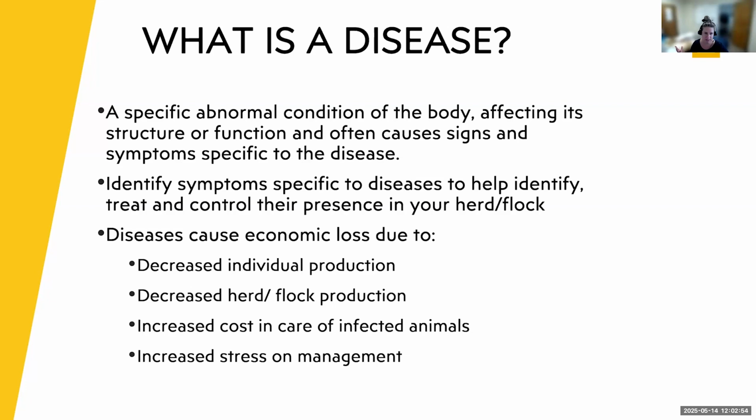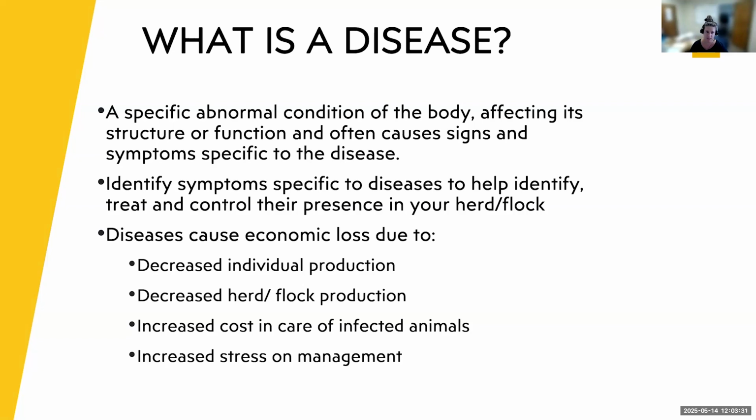So when we think about diseases, right, there's a very specific condition that is affecting our animals. They affect their structure or function and obviously cause signs and symptoms very specific to that disease. So I hope today, as I go through some of these, you're able to start identifying these more readily in your livestock, or if you're purchasing livestock, you're able to identify them before they come into your herd or your flock. So identifying the specific symptoms of a disease helps prevent, treat, and control how they affect your animals.